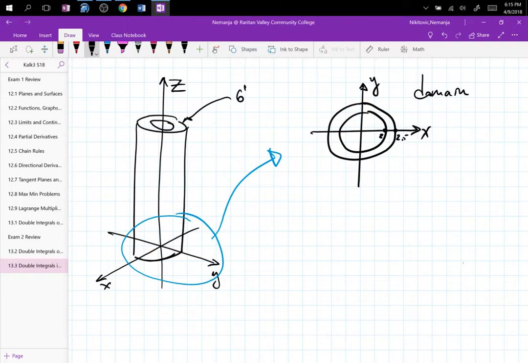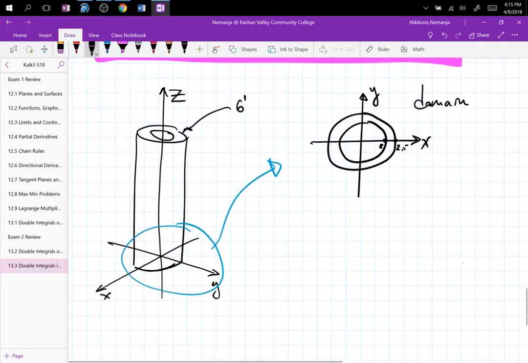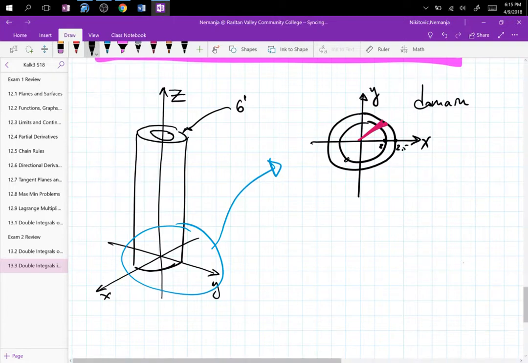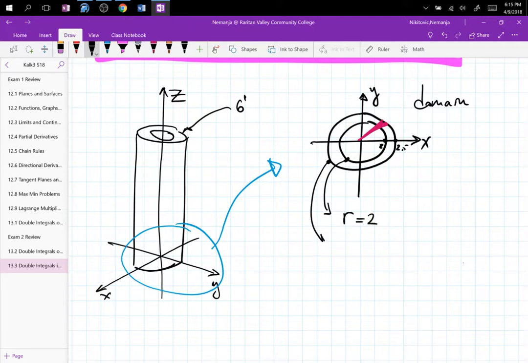And now I want to set up my double integral. Well, let me draw the representative pizza slice first. What I know in a polar domain is that the inner circle has a formula r equals 2. The outer circle has a formula r equals 2.5.